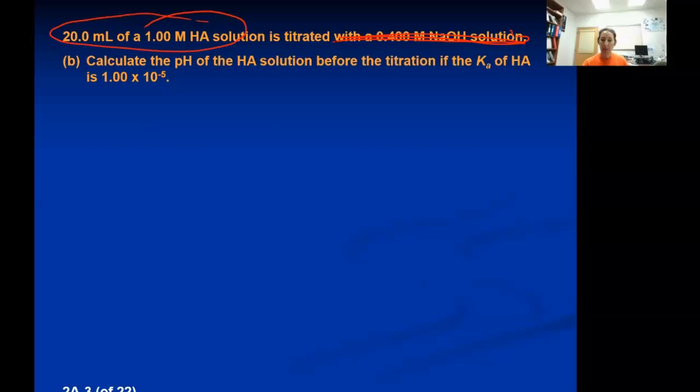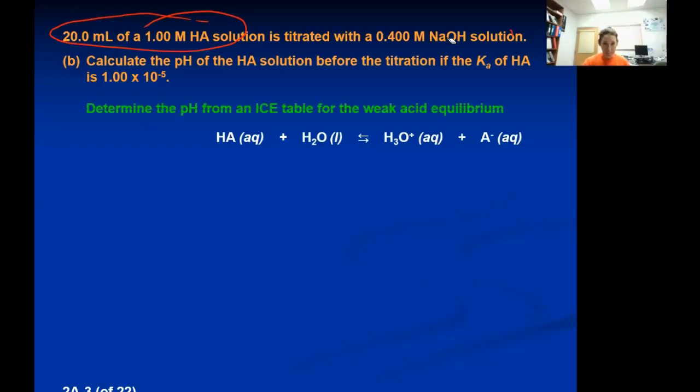And by the way, I'm going to keep with the same problem, so you shouldn't have to rewrite the problems. I'm going to try and keep the same problem the entire time. Okay, since this is the initial pH, all we have is a weak acid. So this is just going to be an ice table of a weak acid, right? We're going to determine the pH from an ice table using a weak acid equilibrium. Okay, so try this one, and I'm going to give you 3 minutes, and then we're going to go over it.